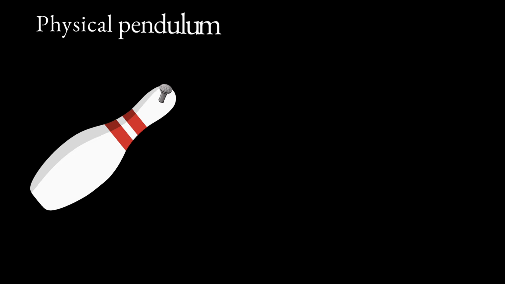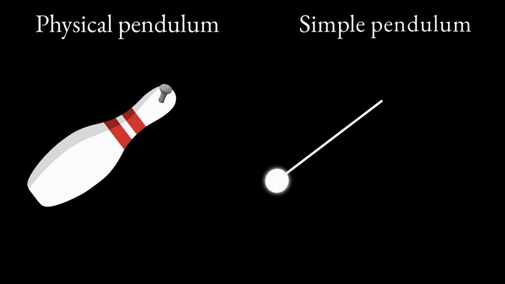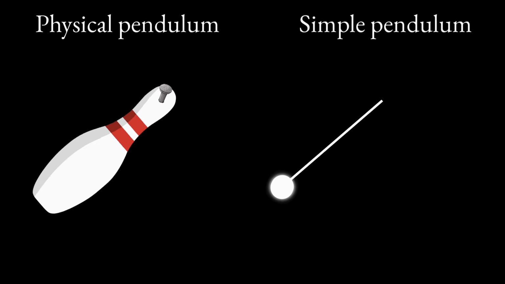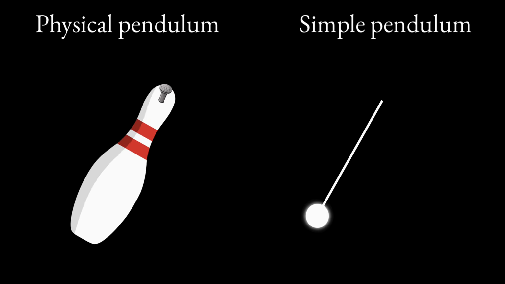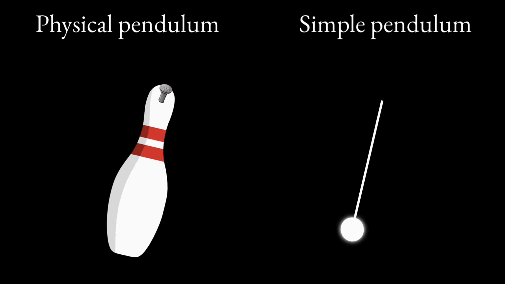Take a bowling pin, put a nail through the top, and let it oscillate. You get a system called a physical pendulum. In fact, the simple pendulum, which you might be familiar with, is just a special case of a physical pendulum. In the simple pendulum, we model all the mass as being concentrated at a single point.